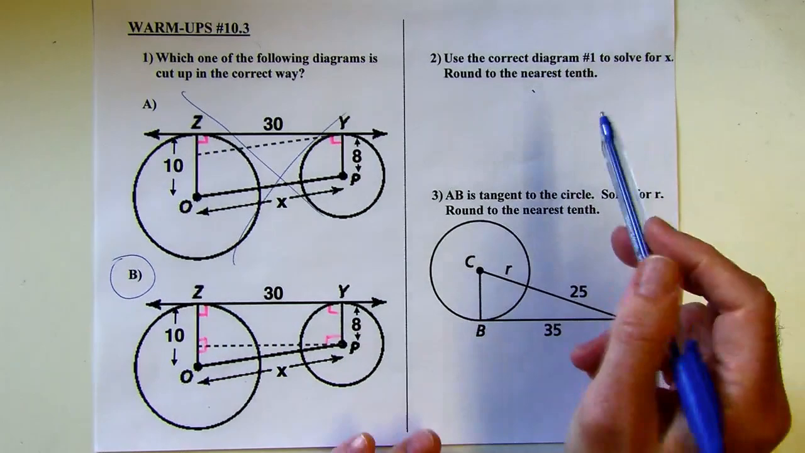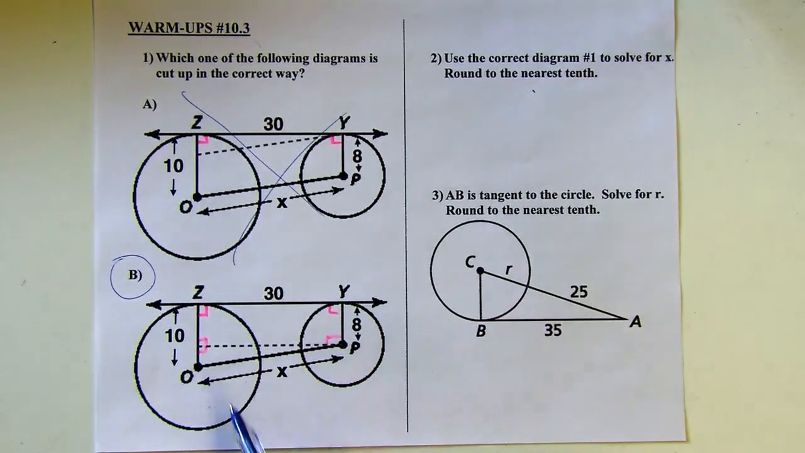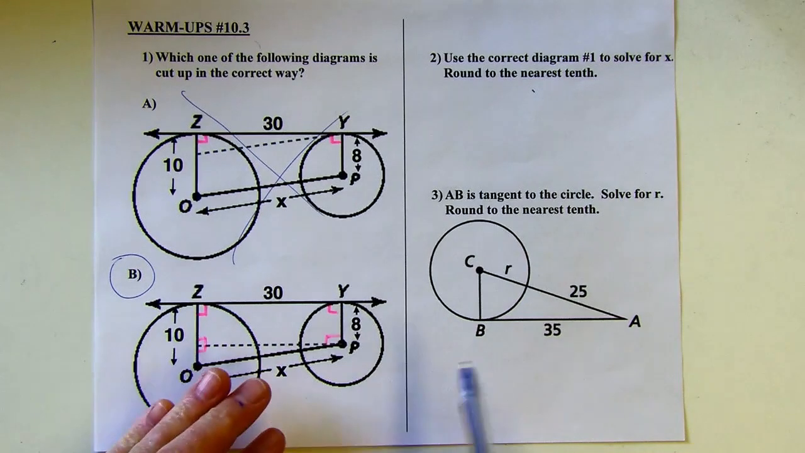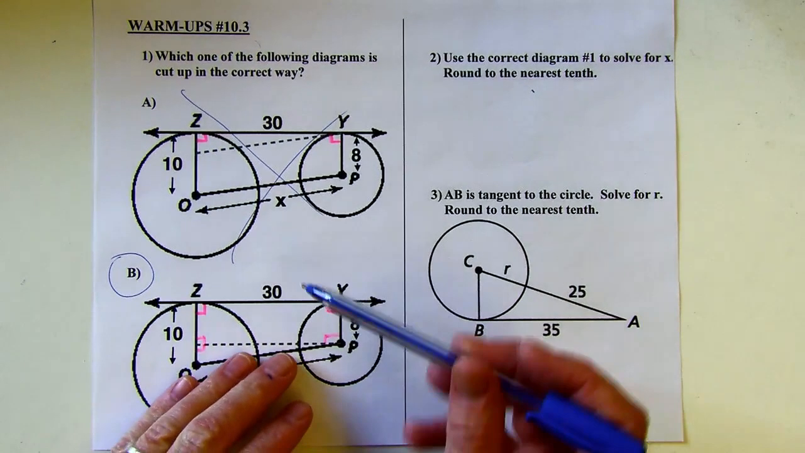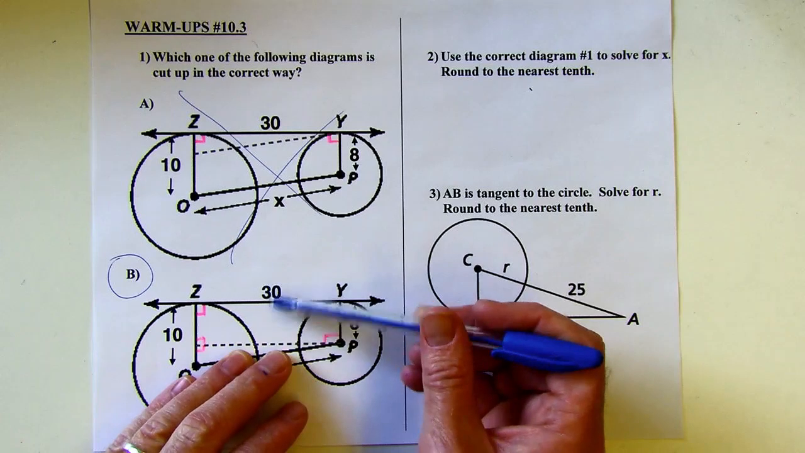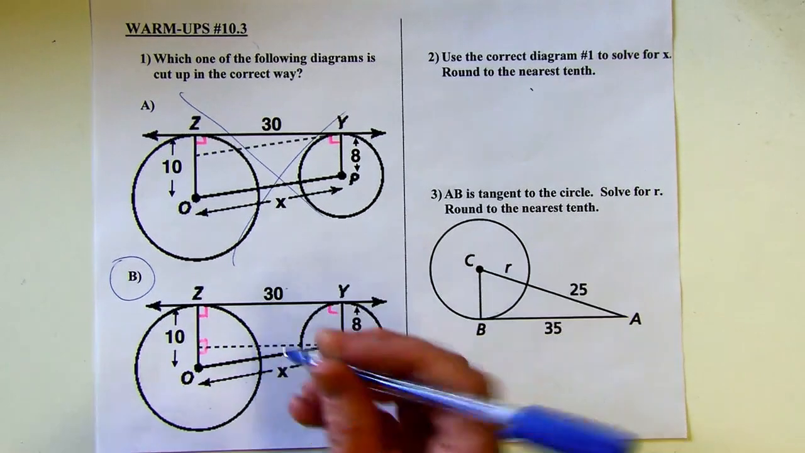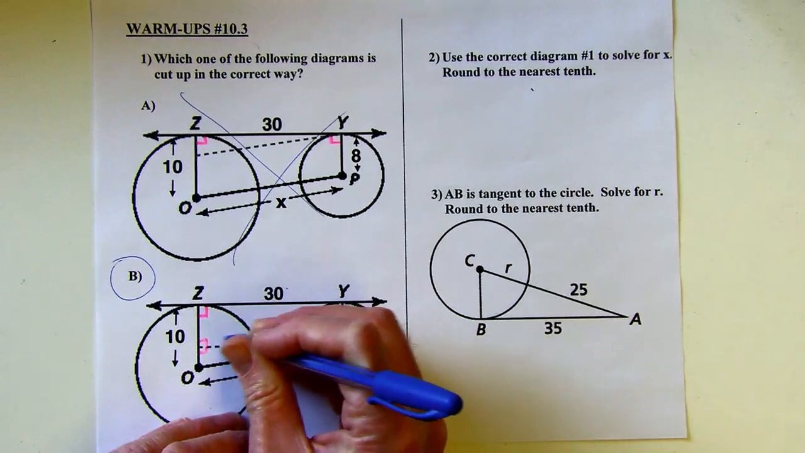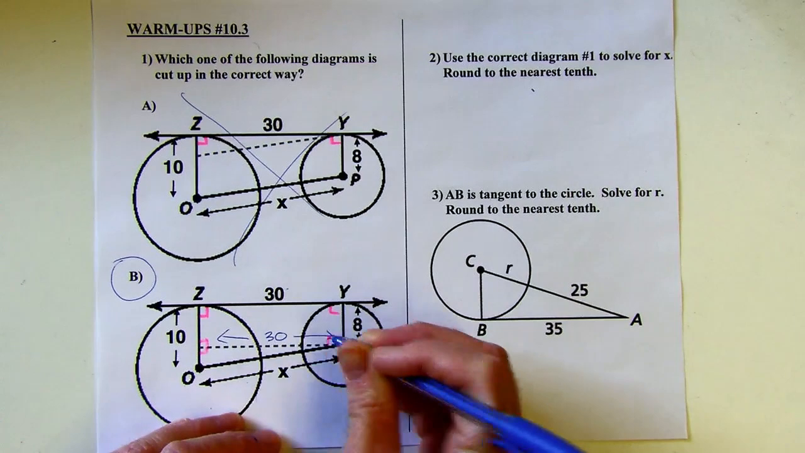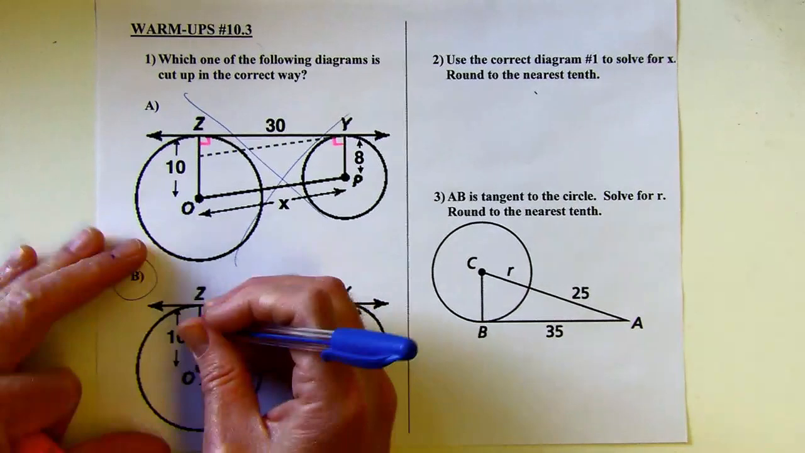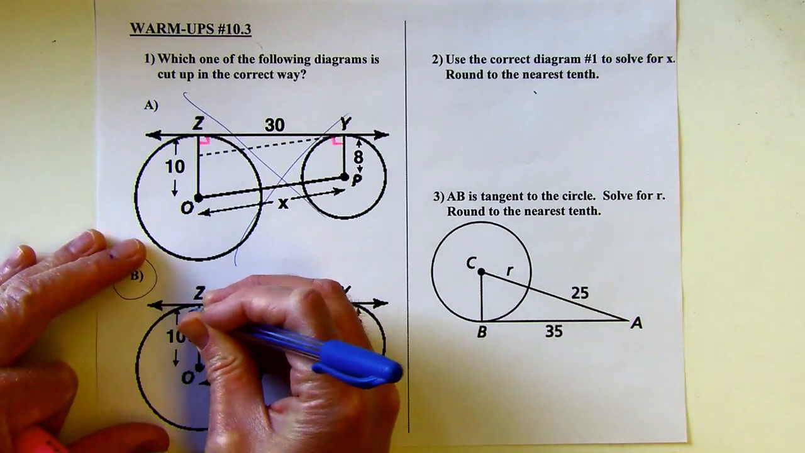So let's see. We're solving for x. I need the distance between the center of these two circles. Now, what I can do is use some of the properties of rectangles. One of the properties is that the opposite sides are congruent. So hey, if the top of this rectangle is 30, that means the bottom is also 30, right? Also, if the right side is 8, the left side is going to be 8.